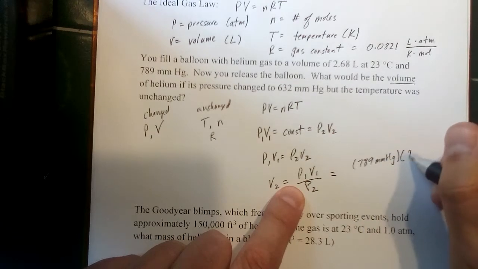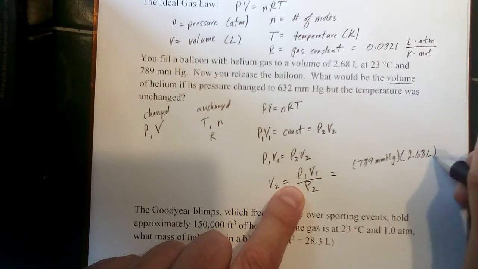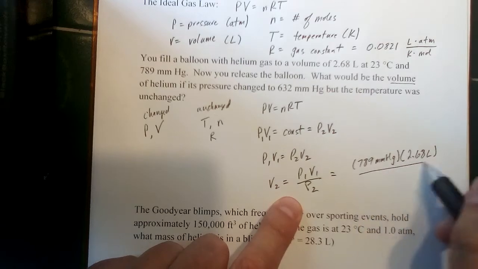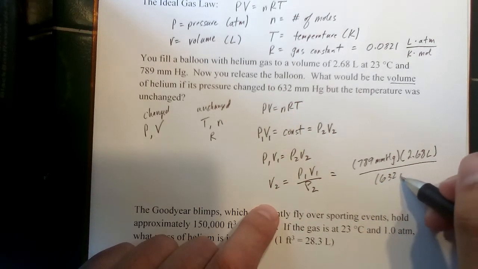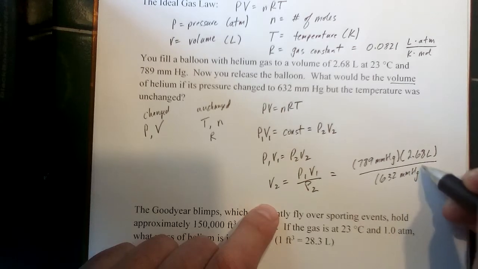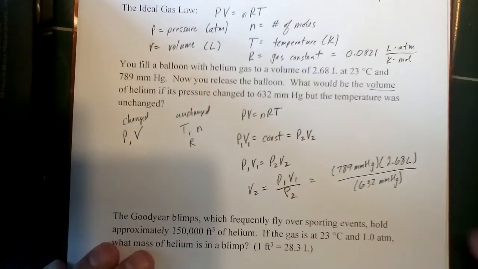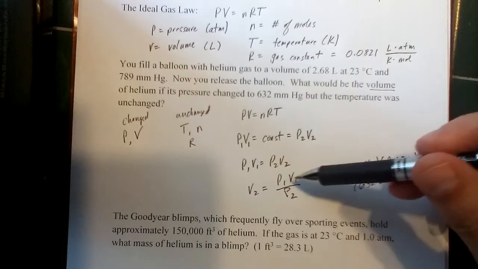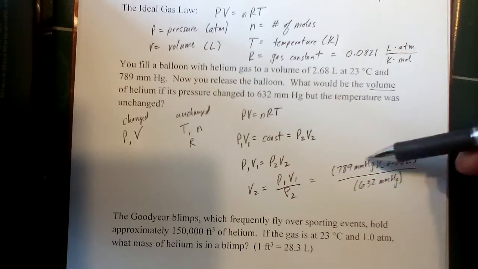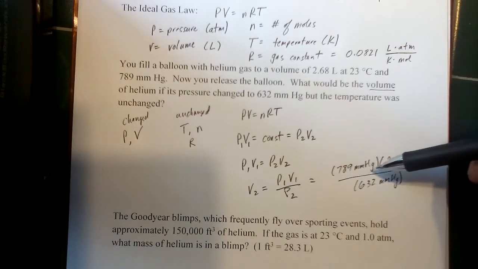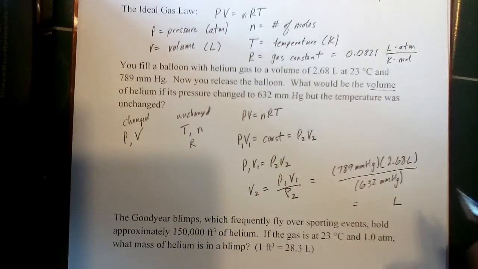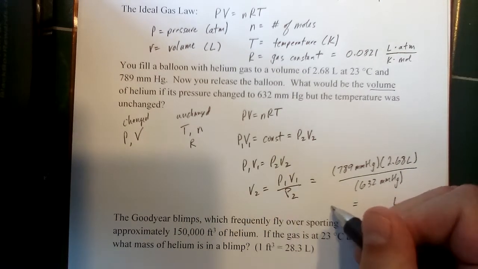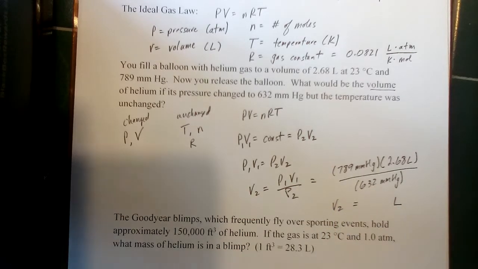The initial volume is 2.68 liters. And then the second pressure fell to 632 millimeters of mercury. Now, there's no need to change the atmospheres in this problem, because the way we rearrange the equation, as long as the pressure units are the same here, they're going to cancel out. We're going to be left with just the leftover volume units, right? And since we're solving for V2 here, that's good that we just have those volume units.